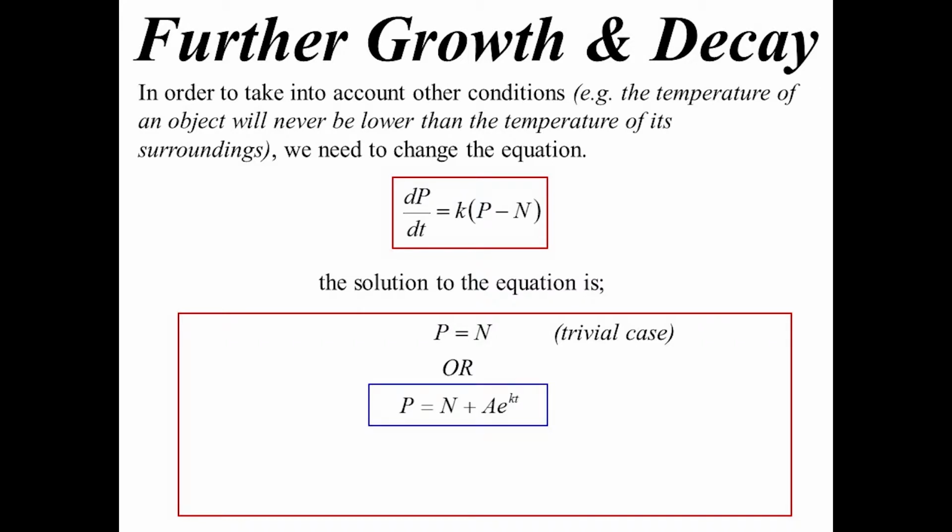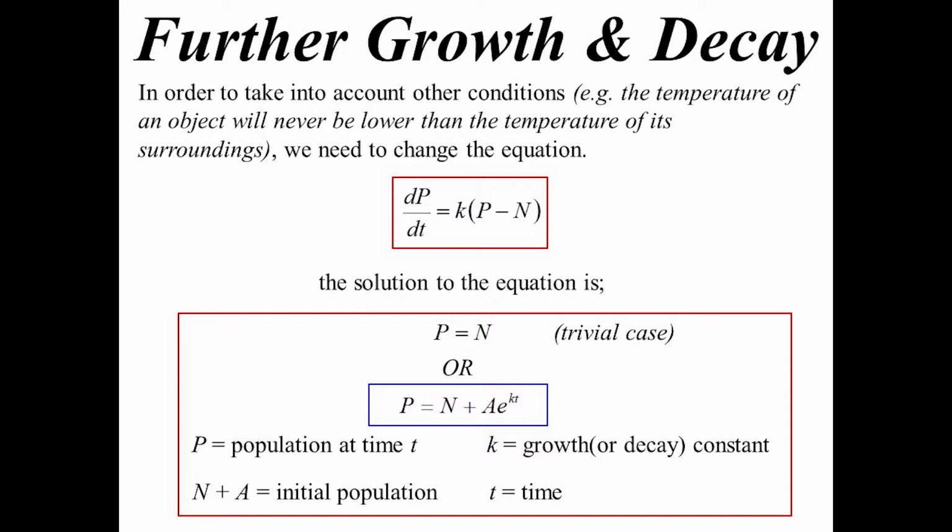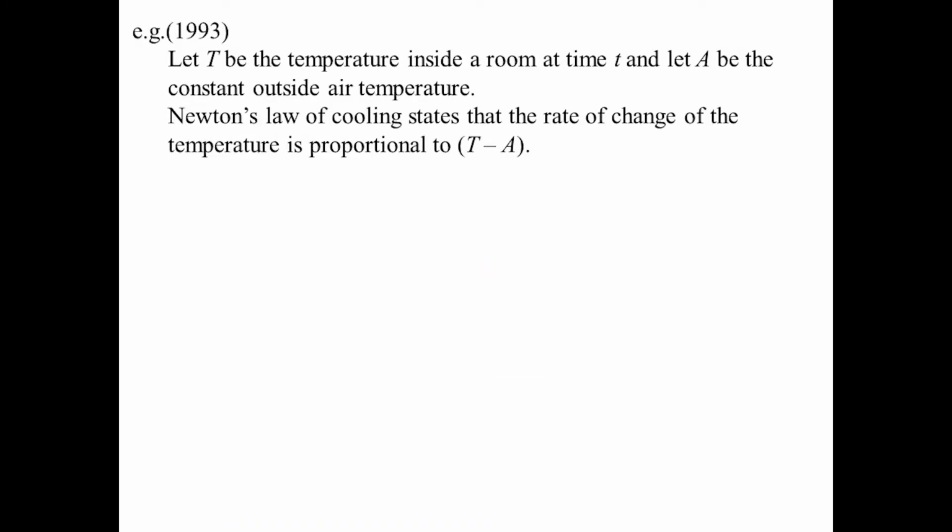So it's our exponential that we saw before, but it's shifted up or down depending on what those external conditions are, what that barrier to the problem is. P still represents population, but the initial population will now be N plus A. Because if you make t equal to 0, the e to the kt will become 1, and we're left with N plus A. So the initial amount is N plus A. K, once again, is the growth or decay, depending on what we're looking at, and t is time.